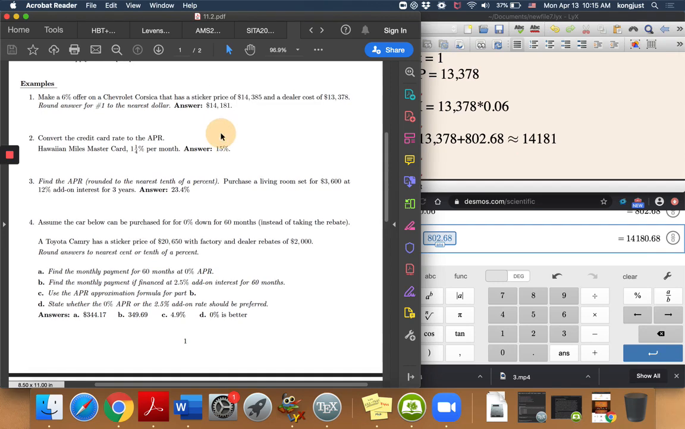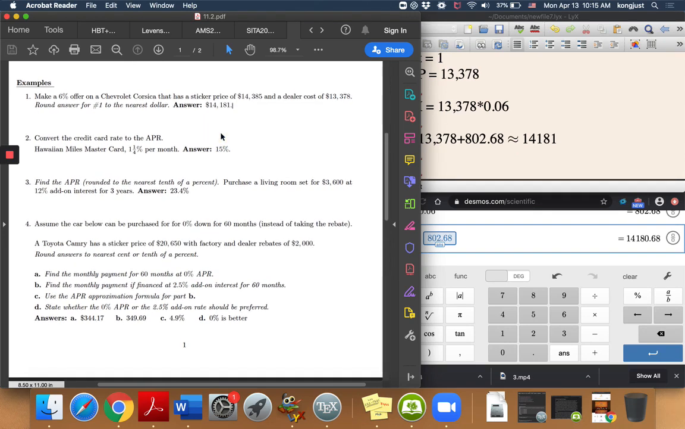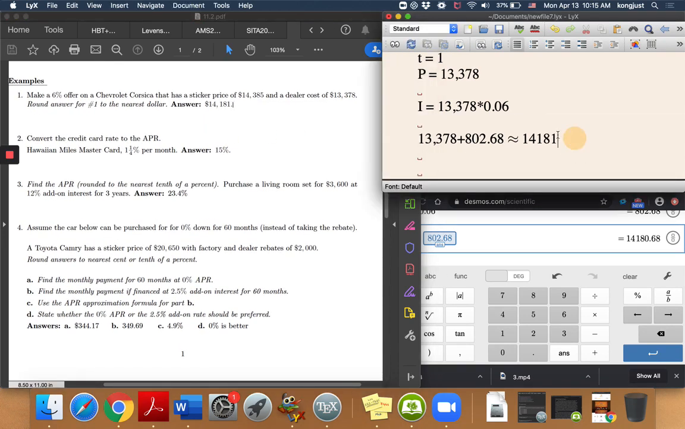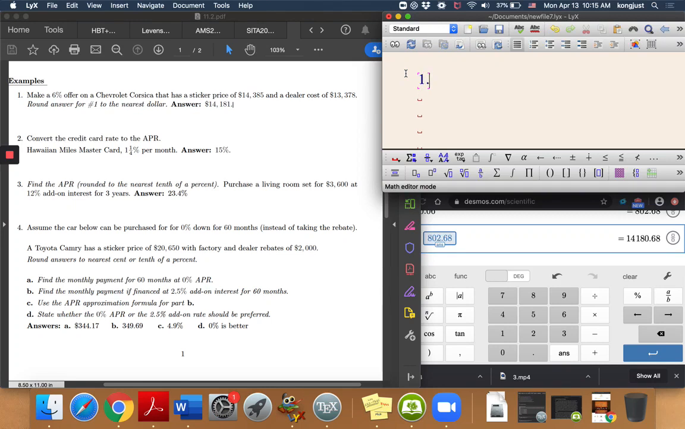Right on. Number 2, convert credit card rate to APR. This is super easy. All you do is take your 1.25%, which I should first convert to a decimal. If I want to convert to the decimal, I move this twice over, but the answer is in terms of percentages, so that's kind of an unnecessary step. I'm just going to go ahead and multiply this by, how many times? Oh, I was looking at the wrong question. This one. The answer is in terms of percent.